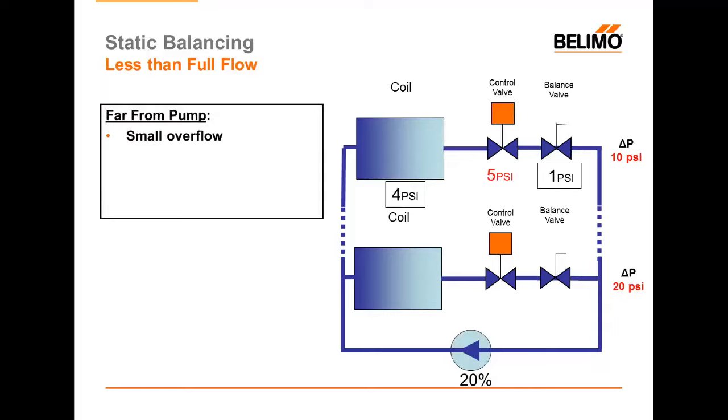So far away from where I'm pumping, I'm going to generate a small overflow. I sized and balanced the valve for a 4 psi drop, and now it's seeing closer to a 5 psi drop. But closer to where I pump, I run into larger problems.